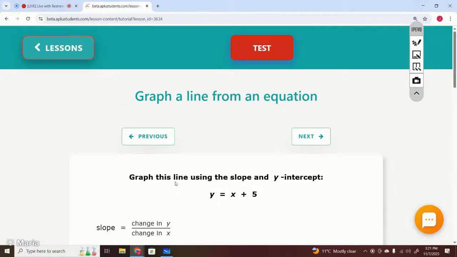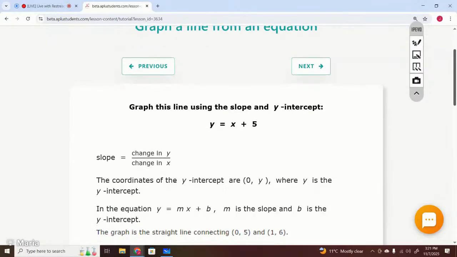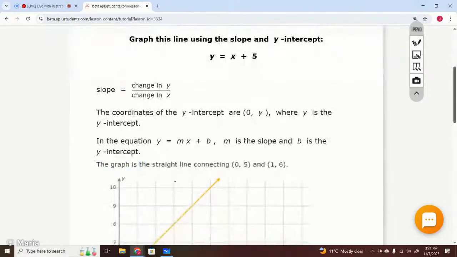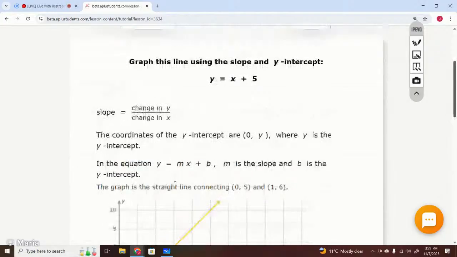Basically, we are given the equation. We have to use the equation and make a graph. Like we have to graph a line from an equation, right? So you graph this line using the slope and y-intercept. We have the equation that is y equals x plus 5, right? Now we have to use this equation and we need to draw a line.